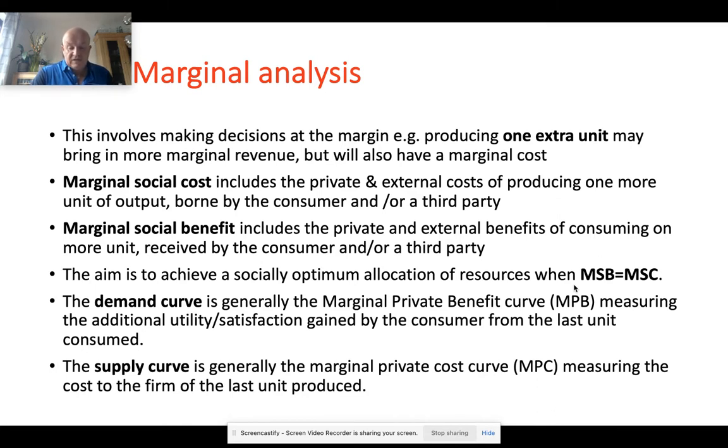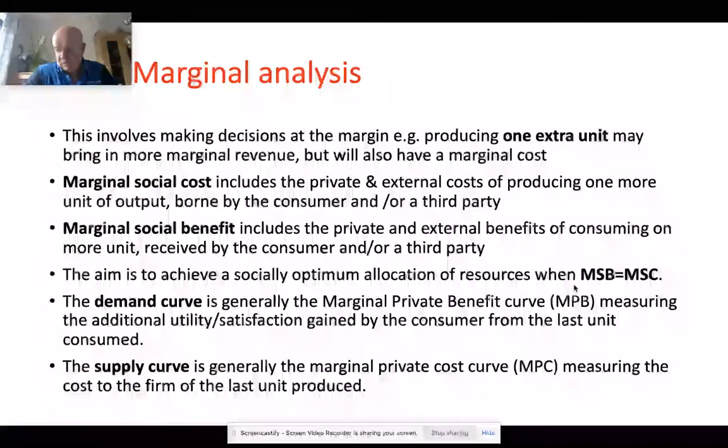The last point to make is that in this instance, the supply curve is generally the marginal private cost curve, okay, MPC. These letters that you'll see will start to make a bit more sense when we start to draw in diagrams of how this whole thing works, okay? So the supply curve generally is considered to be the marginal private cost curve, measuring the cost to the firm of the last unit produced, okay? And that will obviously be the thing that they will be considering quite clearly when it comes to whether they produce the extra unit or not.